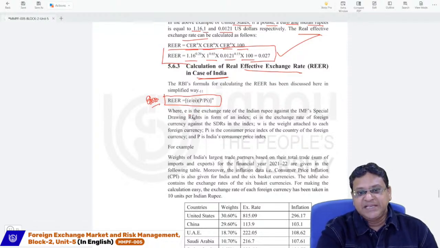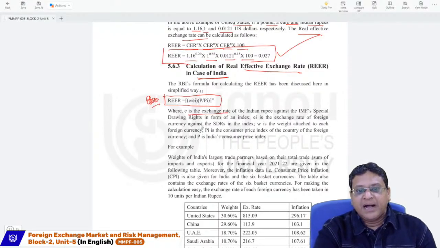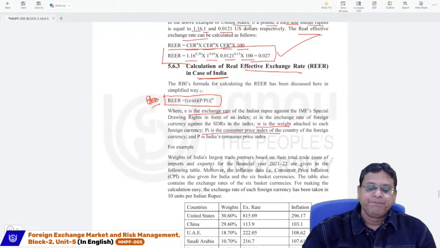What is E? E is the exchange rate, and what is W? W means weight. What is P1? P1 is the consumer price index of the country. Okay, let's take an example.